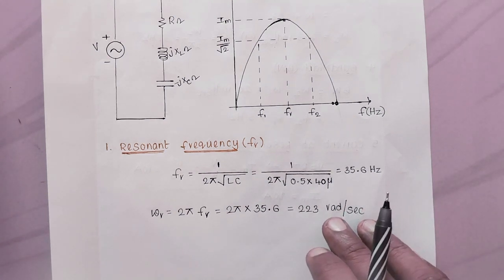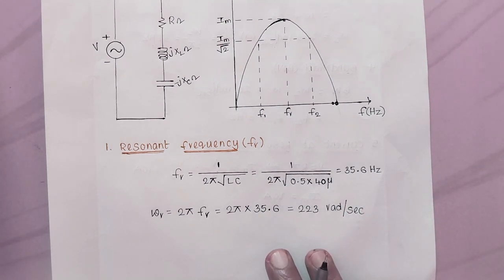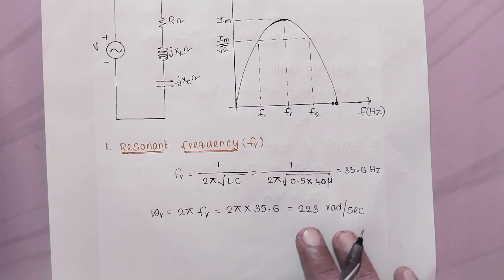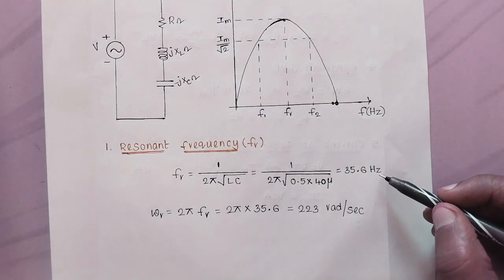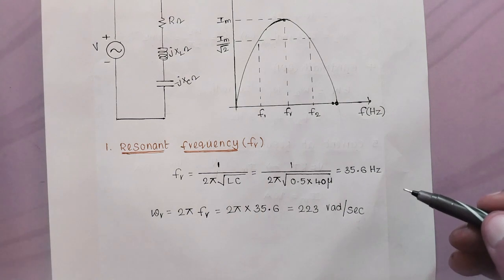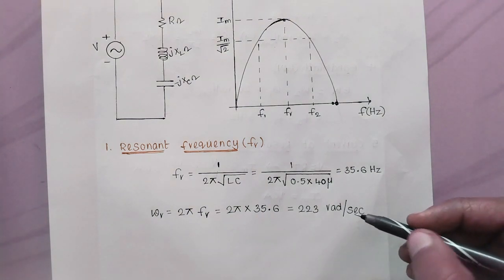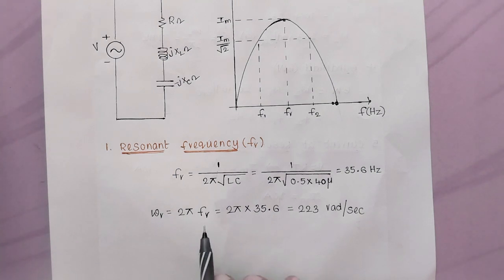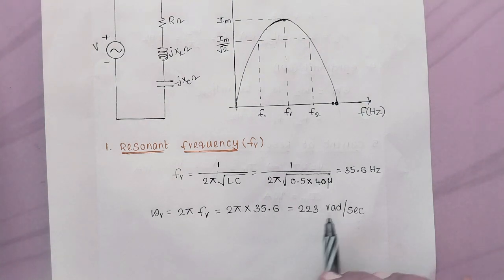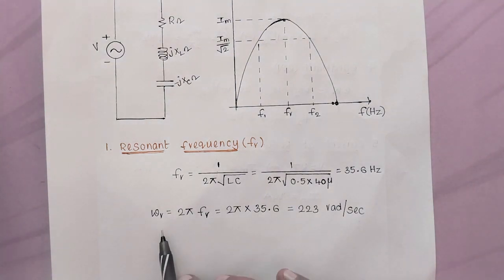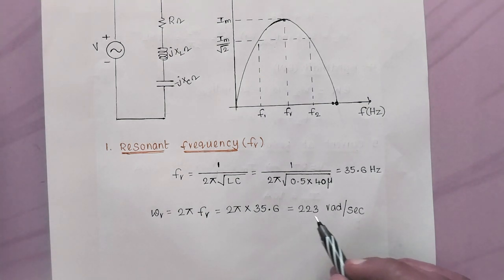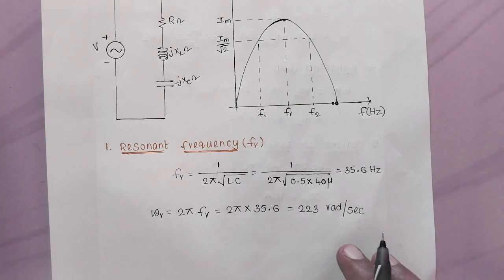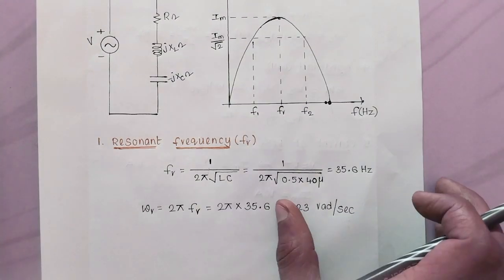LC values are given in the problem. That is 0.5 Henry is the inductance value, and capacitance value is 40 microfarad. If you substitute the values, you get 35.6 Hz. That is the resonant frequency. If you want resonance frequency in radians per second, multiply that Fr with 2 pi. The relation between omega r and Fr is omega r equal to 2 pi Fr. So 2 pi into 35.6 equals 223 radians per second. So this is about the resonant frequency.